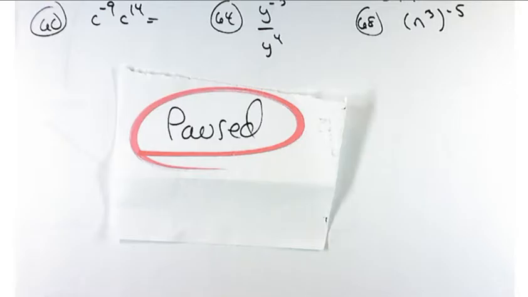I suggest you get rid of the negative exponent first. Just get rid of the negative exponent. Invert, multiply, you'd have 1 over y to the fourth. I'm afraid these are all right.